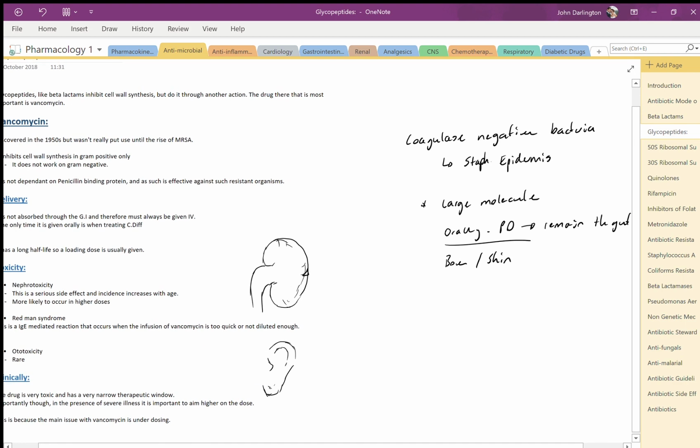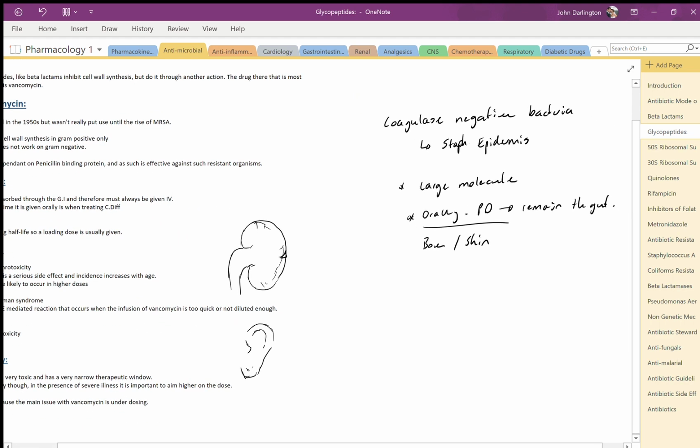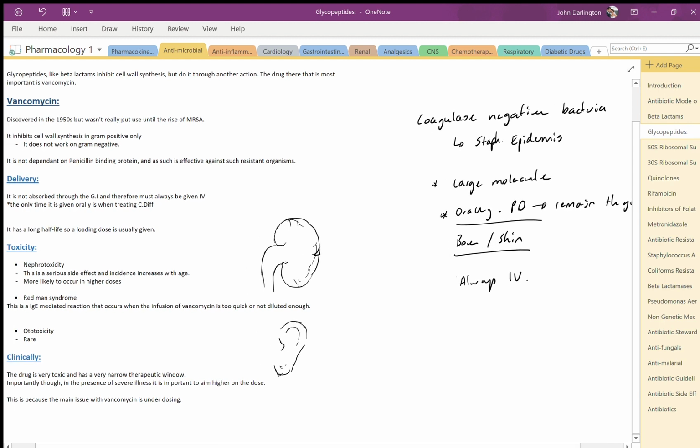In fact, the only time that it's given orally is when you're treating C. diff infection, Clostridium difficile infection, which I think I've mentioned here in my notes. So what does this mean? It means that if you have a skin infection or a bone infection and you're using it, it has to always be given IV. Otherwise it simply won't get into the blood, it won't be absorbed, it's too big.